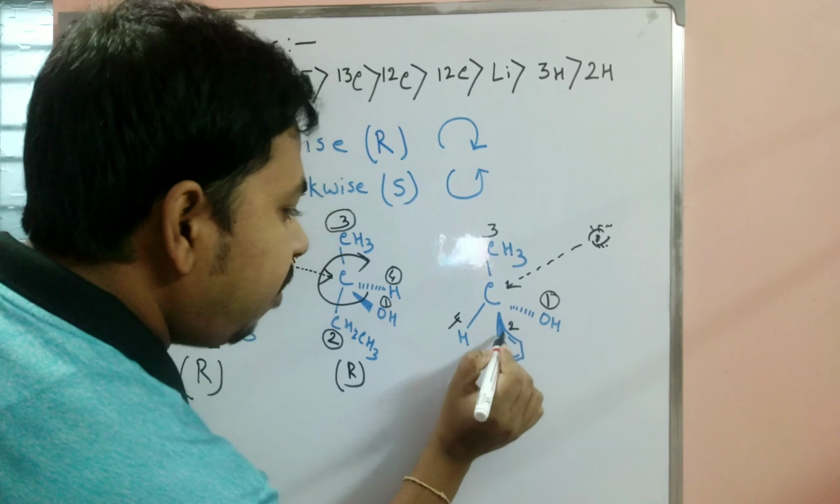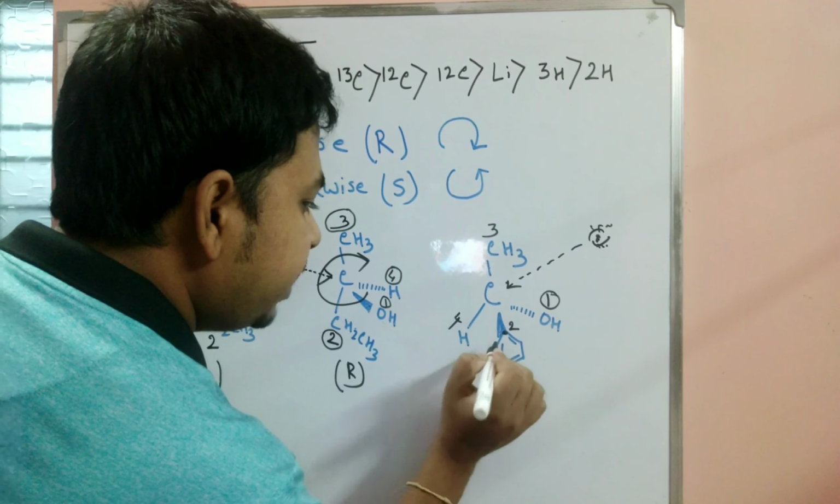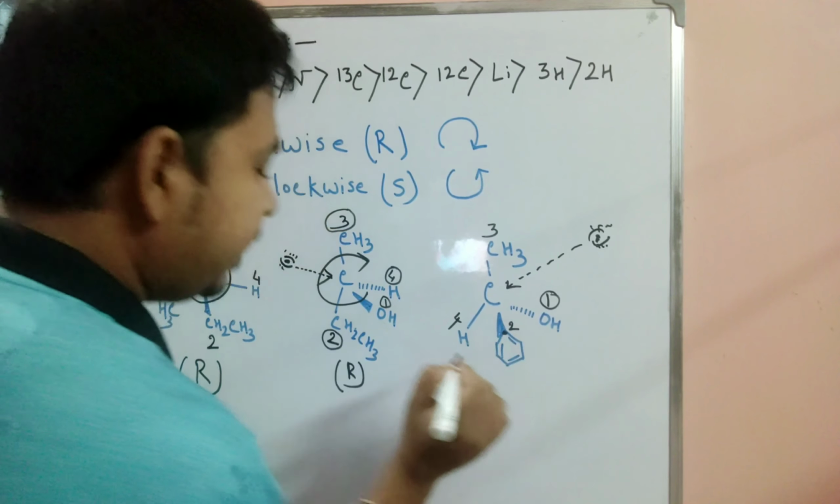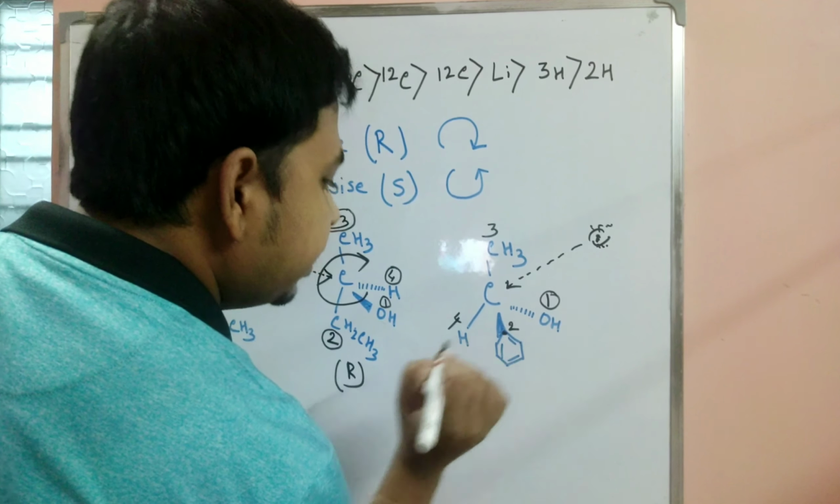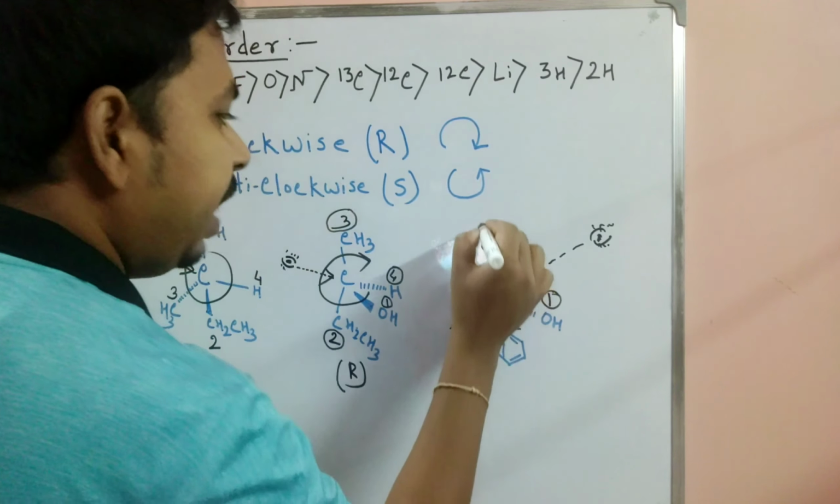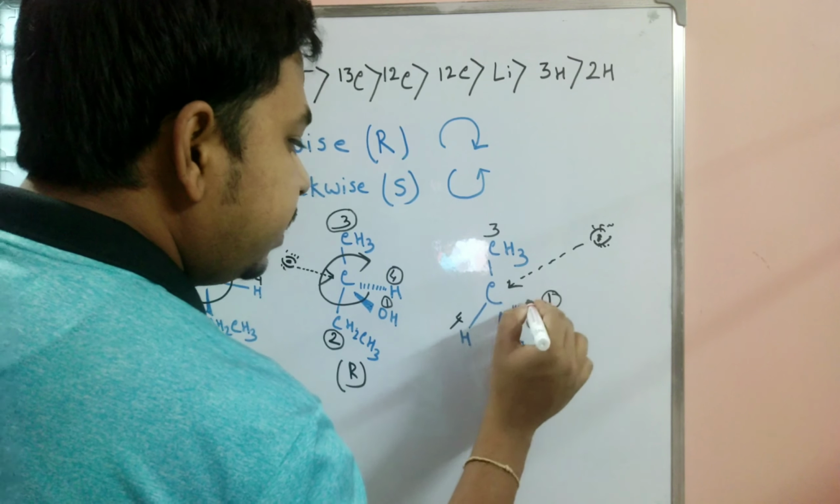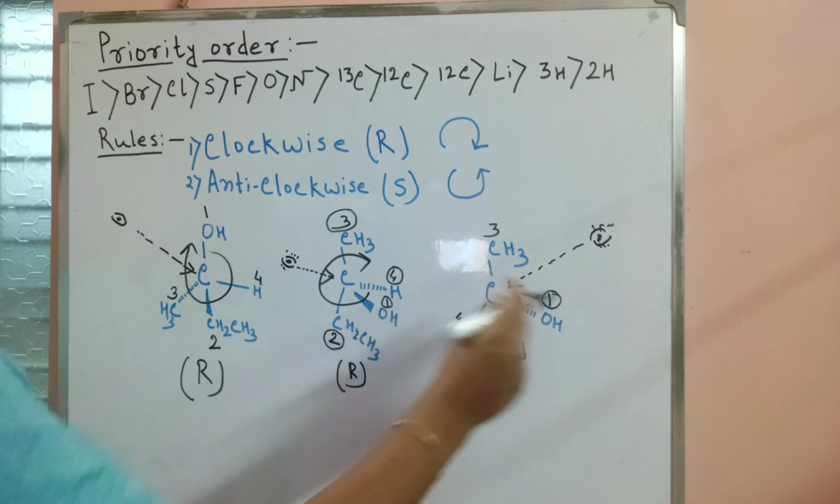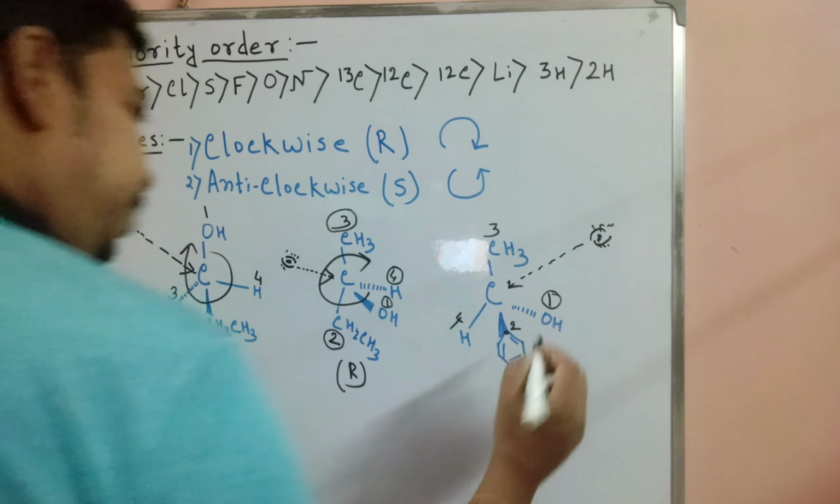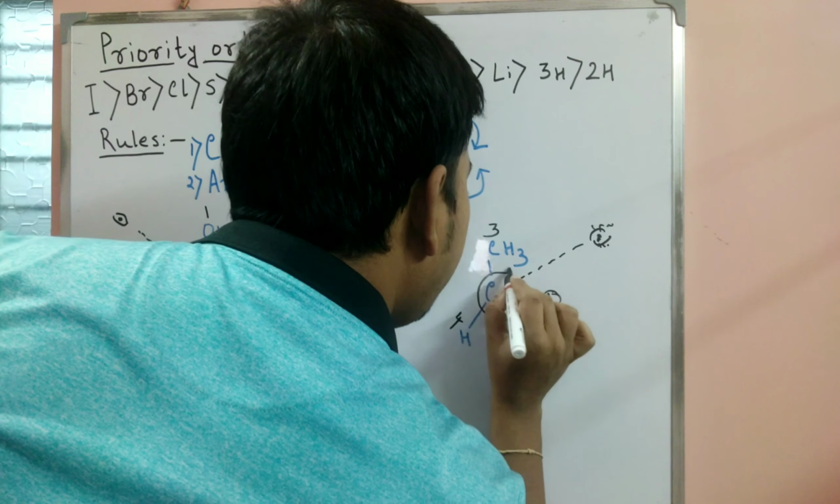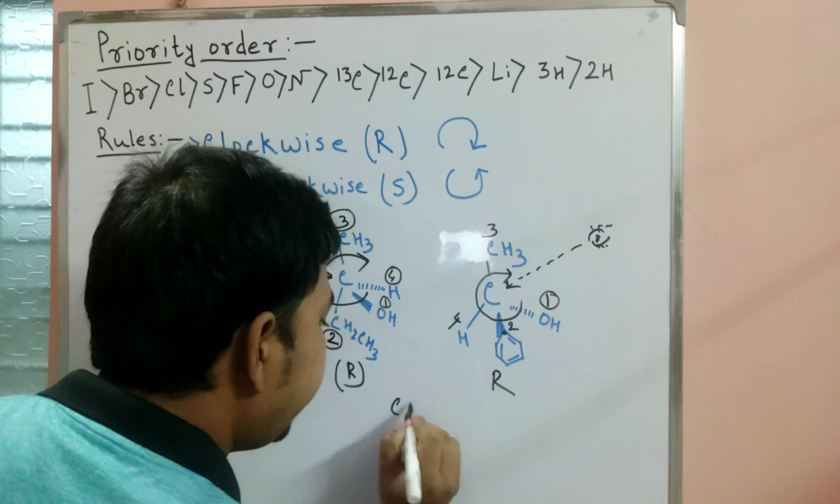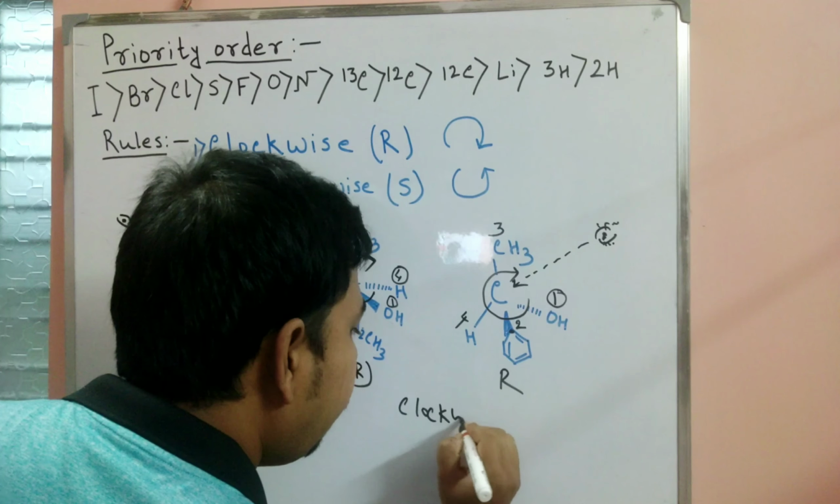In that case, as per our priority rule, OH is 1. Then only one CH is present on this ring, and the CH is attached with 2 carbon centers, so this one is priority 2, priority 3 is methyl, and 4. So 1 2 3: the rotation is clockwise, so R. All rotations here are clockwise.